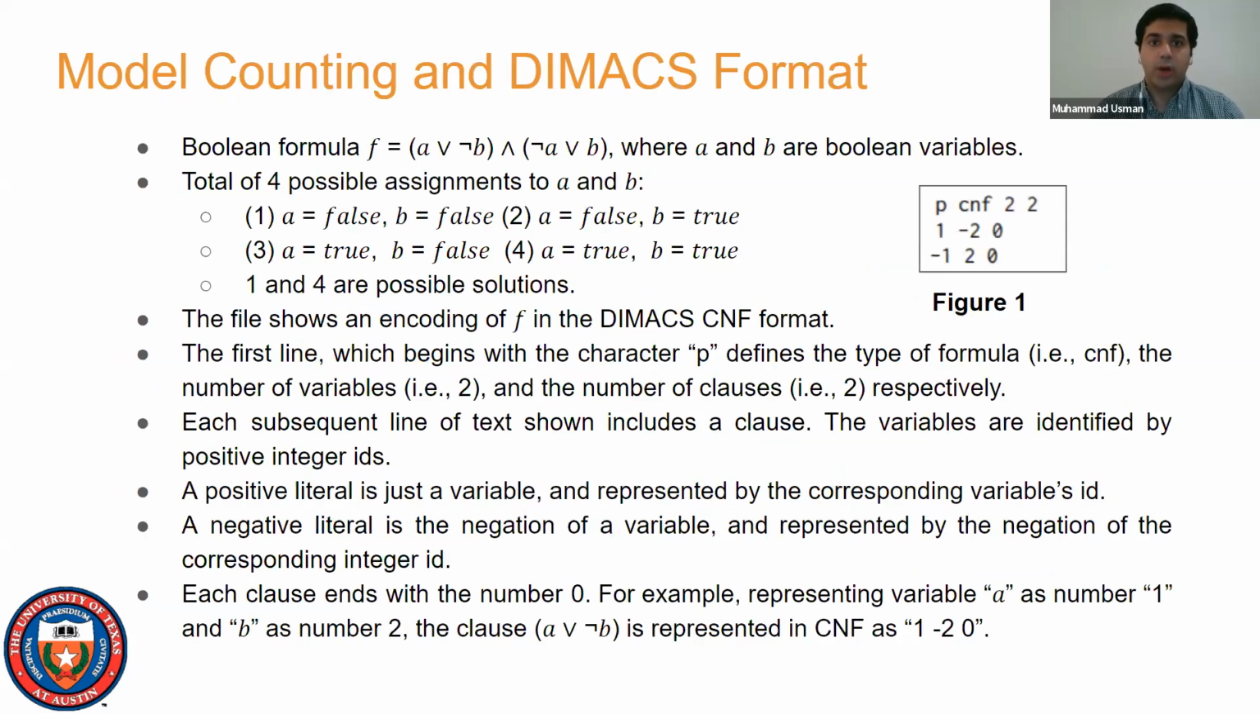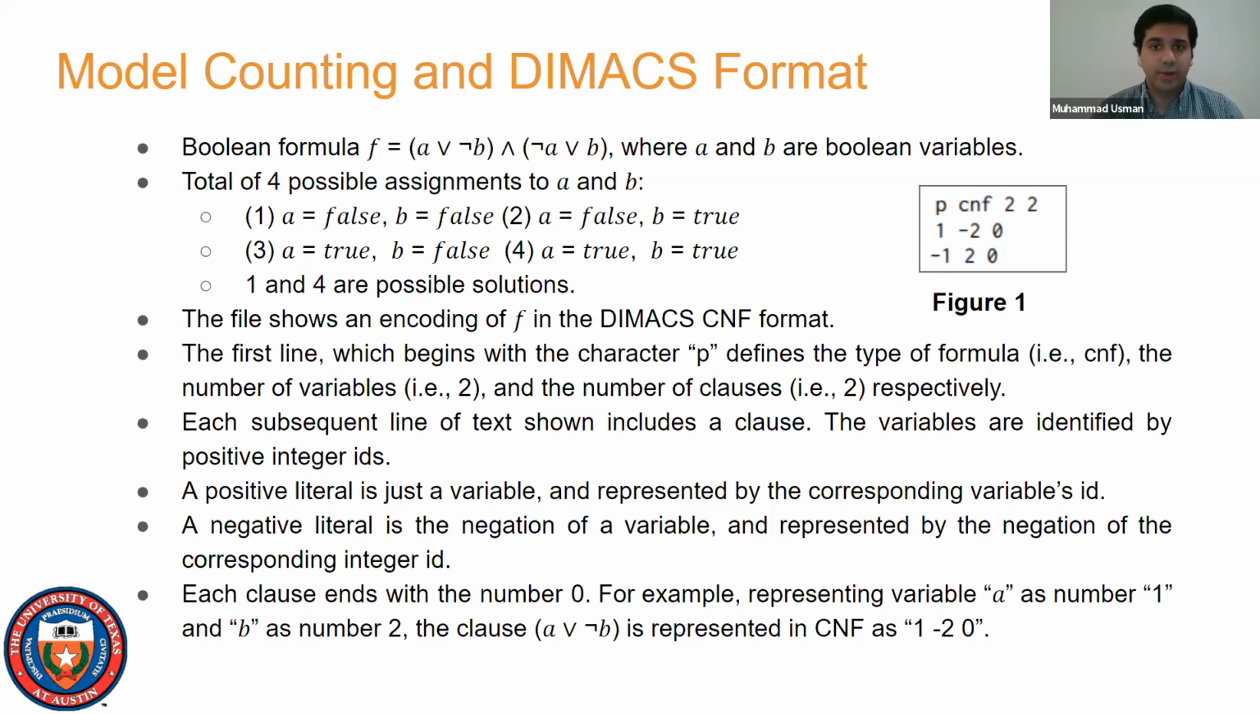So coming on to model counting, we can consider the Boolean formula F, where A and B are Boolean variables. We can see that there are basically 4 possible assignments to this formula, since there are two variables, but only 2 of them are solutions. So model counters and most SAT solvers take the input in a DIMACS CNF format. On the right-hand side of the slide, there's a figure where PCNF basically specifies the type of the formula, which is CNF.